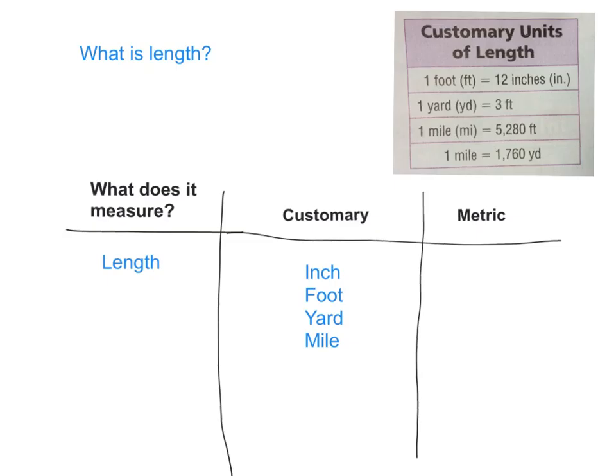Okay? And there are a couple different customary units that we use to measure length. So this is when we can start adding to our chart. We can write that these units all measure length. And they're all under the customary label. Inch, foot, yard, and mile. Those are the different customary units of length that we use. Go ahead and write that into your chart.